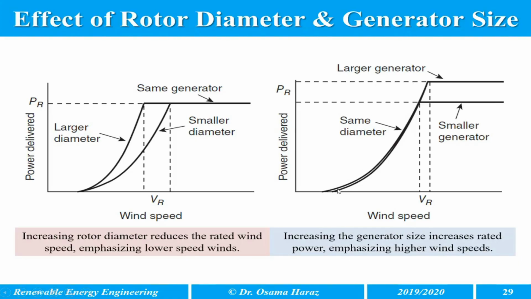If you have the same diameter, but one with a smaller generator and one with a larger generator, what will happen? Increasing the generator size increases the rated power, emphasizing the higher wind speeds.